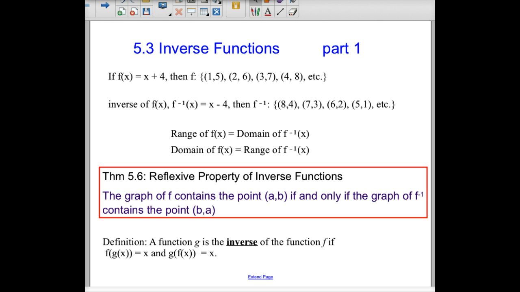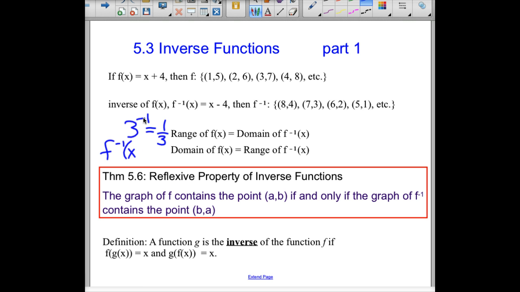x plus 4. The inverse function, and we notate that with the f with a little negative 1, looks like an exponent. That doesn't mean 1 over f of x. I know that if you have 3 to the negative 1, that does mean 1 over 3. But f inverse does not mean 1 over f of x. It's the same notation, but it means something totally different. It means the inverse of f.